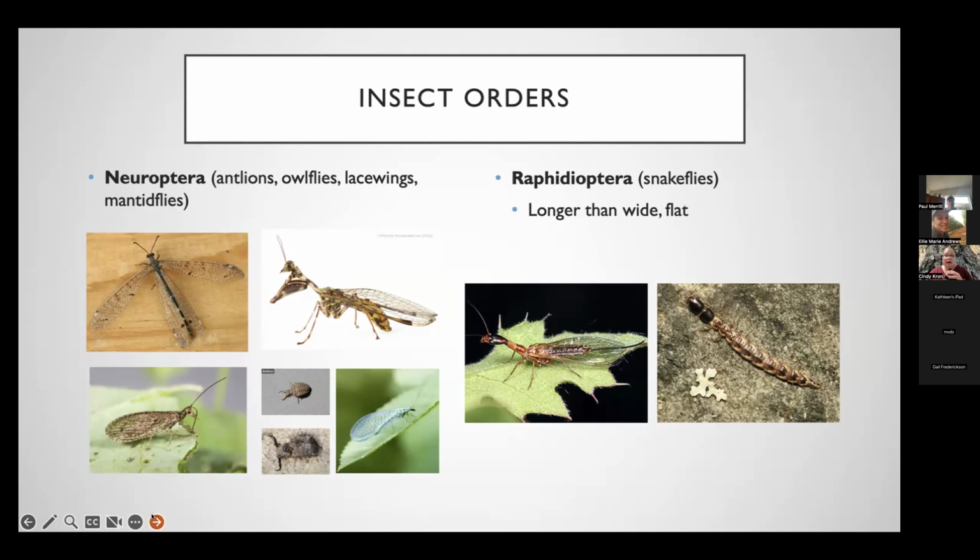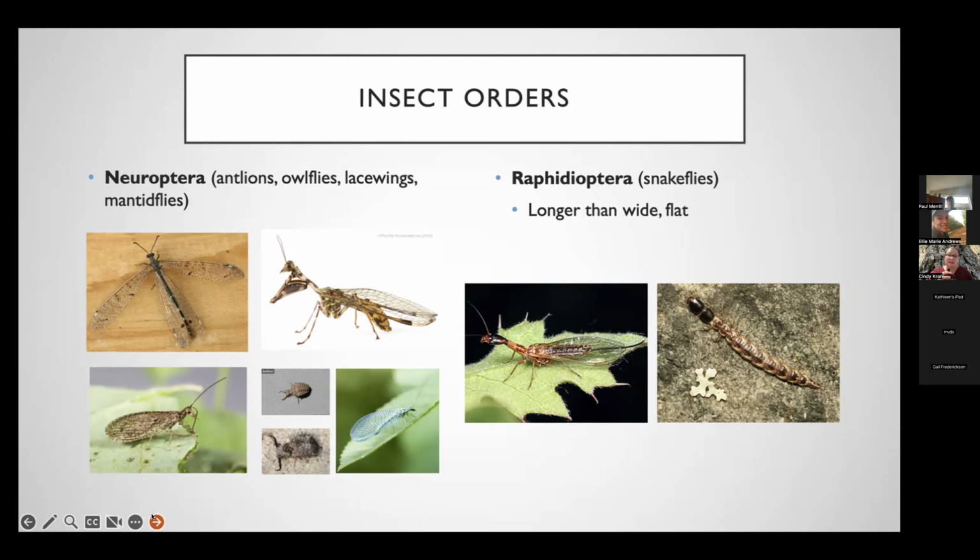Neuroptera: antlions, owl flies, lacewings, and mantid flies. So the ones that you're really going to be concerned about in agriculture are your lacewings. Your antlions, owl flies, mantid flies, they don't affect agriculture, but it's important to be able to look at these and recognize them so that when they arrive, say randomly in your orchard or your row crops, you know that it's not something you need to be concerned about. It's not something affecting your crop.